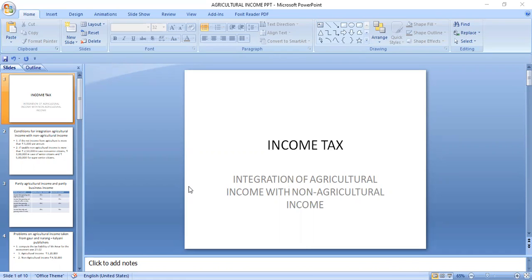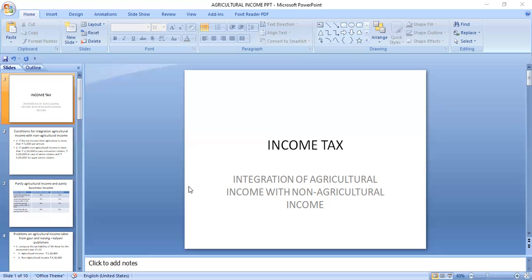Now, there are three conditions to treat income as agricultural income. The first condition is that rent or revenue is directly received from land or derived from land. You have to receive the revenue or rent directly from the land. The second one is that the land is used for agricultural purpose. That means it is used for growing different types of crops.